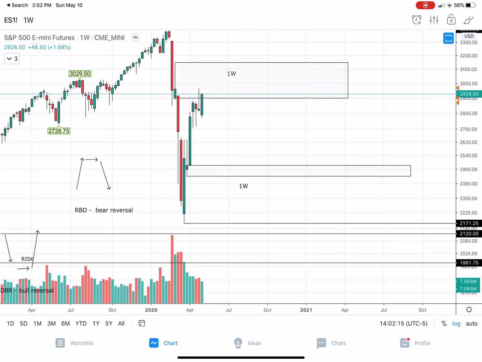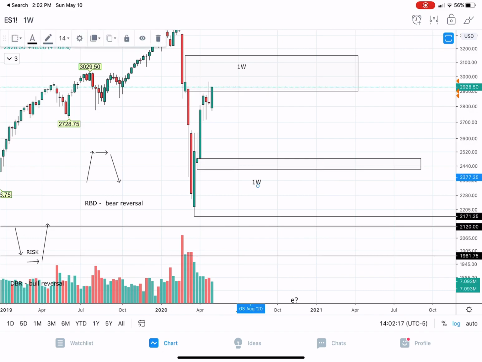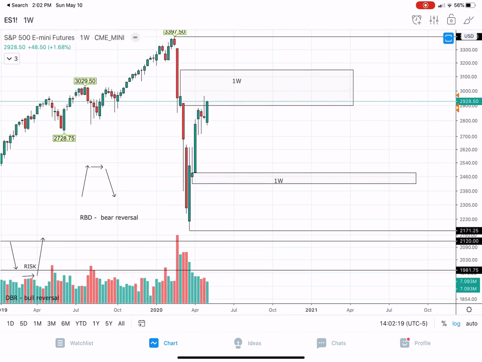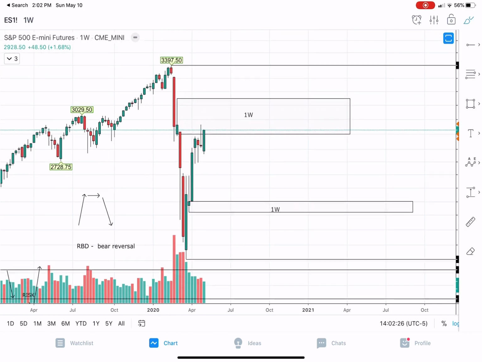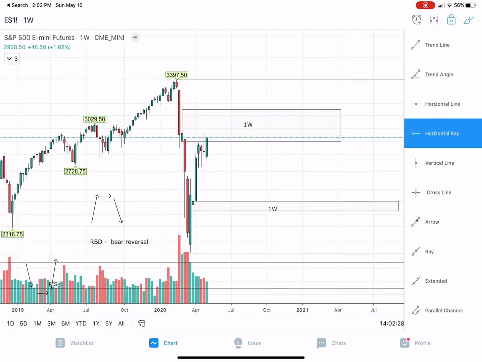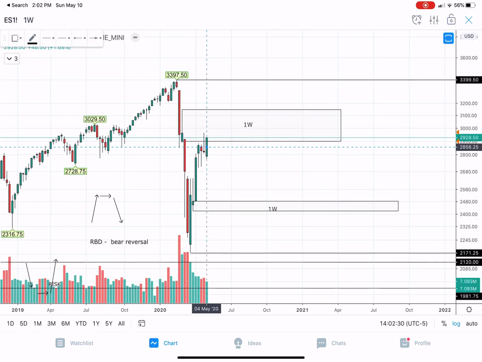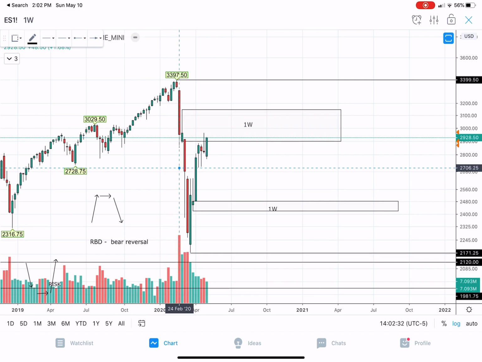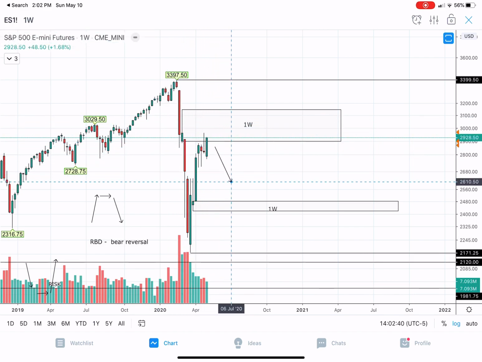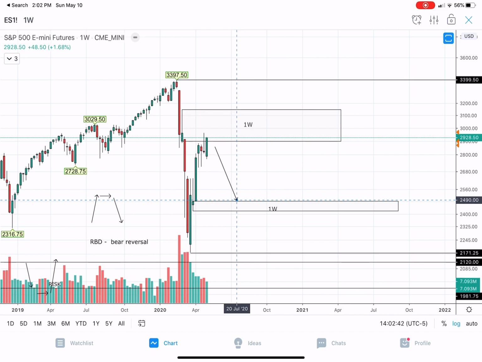And I put 1W. These just show that these are weekly. This is a weekly rally base drop, and this is a weekly drop base rally. So in theory, with this type of method, you typically get the market to move back to demand or supply based on the respective time frame. So here we rallied into a weekly supply zone. So in theory, we should see a pullback to buyers of the same time frame back into this weekly demand zone right here at minimum.